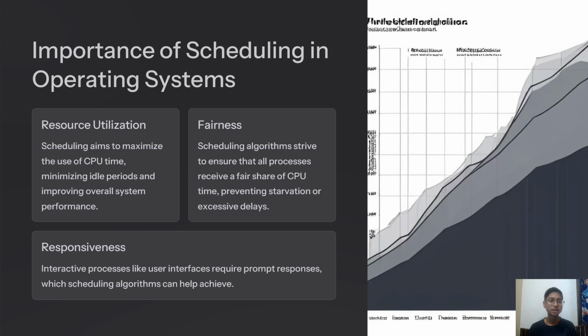Importance of scheduling in operating system. Resource utilization: scheduling aims to maximize the use of CPU time, minimizing idle periods and improving overall system performance. Fairness: scheduling algorithms strive to ensure that all processes receive a fair share of CPU time, preventing starvation or excessive delays. Responsiveness: interactive processes like user interfaces require prompt responses, which scheduling algorithms can help achieve.